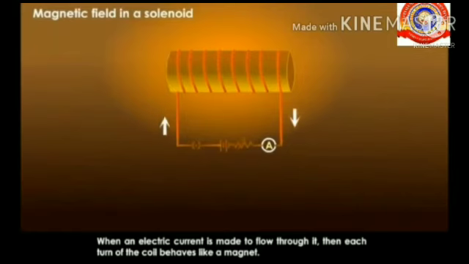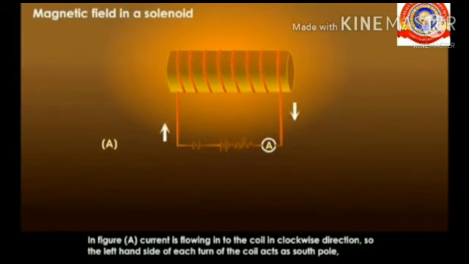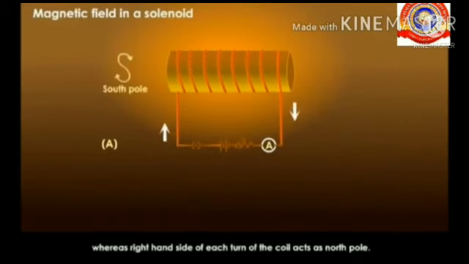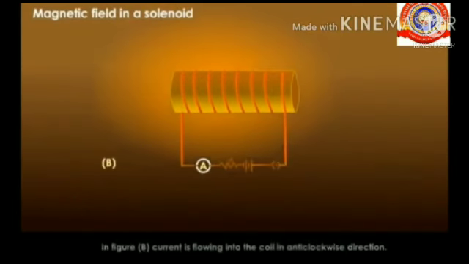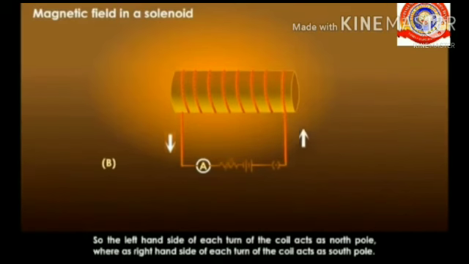When an electric current is made to flow through it, each turn of the coil behaves like a magnet. In this figure, you can see current is flowing into the coil in clockwise direction. So, the left hand side of each turn of the coil acts as south pole, whereas the right hand side of each turn of the coil acts as north pole. We can change the polarity of the solenoid by reversing the direction of current, that you can see in the second figure. In figure B, current is flowing in the anti-clockwise direction. So, the left hand side of each turn of the coil acts as north pole, whereas the right hand side of each turn acts as south pole.